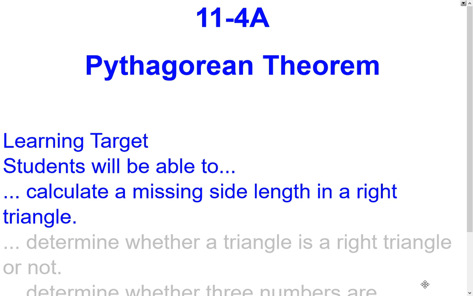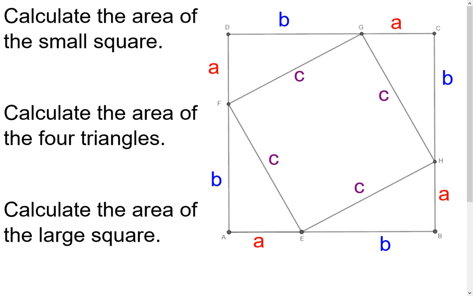In this lesson, we're going to talk about the Pythagorean Theorem. I've actually taken the notes that I have for this, and I'm going to break it into two different videos. So in this first video, we're just going to focus on calculating a missing side length in a right triangle, and then we'll get to the rest of it in the other video.